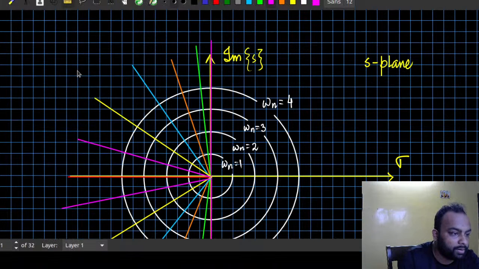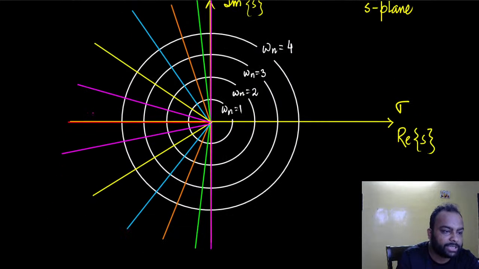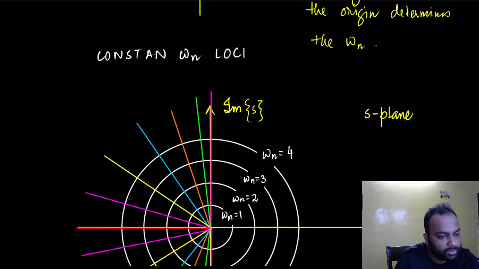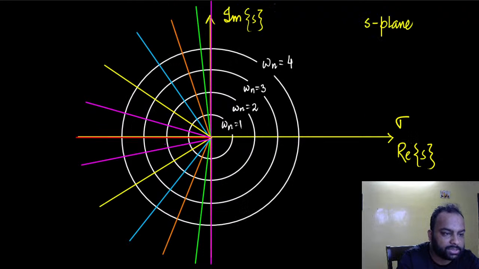All done. It's done. So these lines now actually denote constant damping ratio loci. Now on the same graph, we can figure something very interesting out.